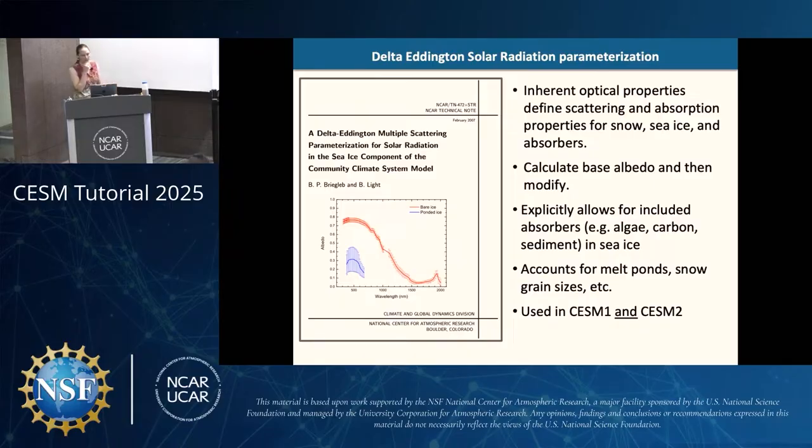We also explicitly are able to include absorbers that would be within the ice. Usually that would be dust deposition that can go into the ice. You could include sediment or algae, but those are generally not the largest impacts on your albedo. We also account for melt ponds. I mentioned the snow grain size before, and this is in CESM1 and CESM2, and it'll be in CESM3 also. I didn't update that slide, sorry.